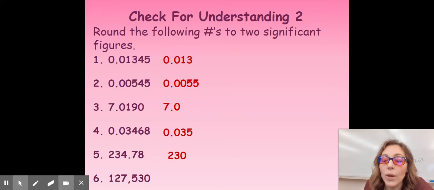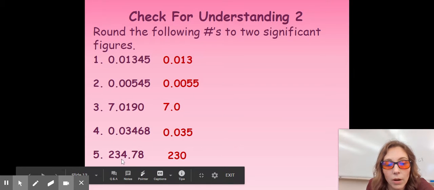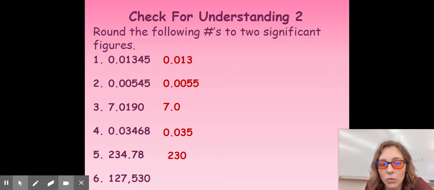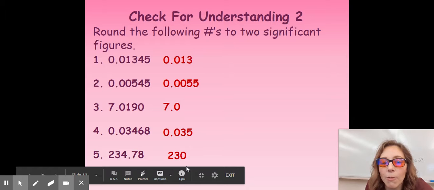234.78. We need to keep 2 sig figs, but we also want to keep the value of the 200s. So if we look at this 4, because the 2 and 3 we keep, is the 4 going to round up or down? Well, the 4 rounds down, so we cut them off. But if we add that 0, we still have the value of 230 something. If you don't put a decimal, it's not significant, and so we still only have 2 sig figs.